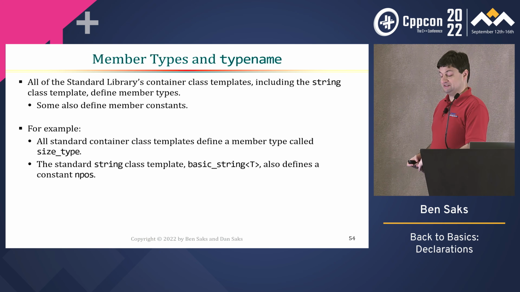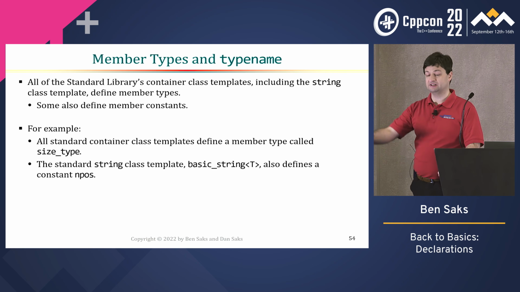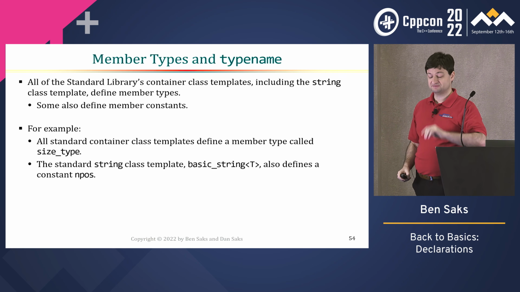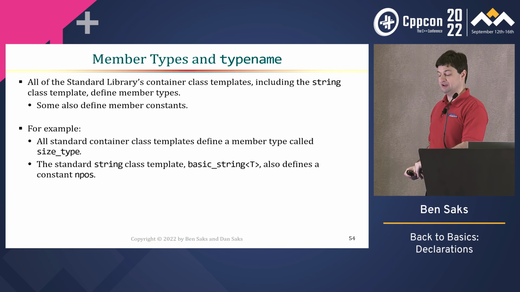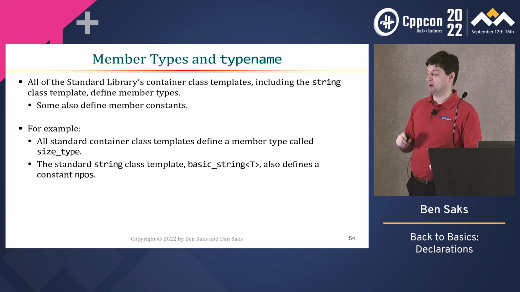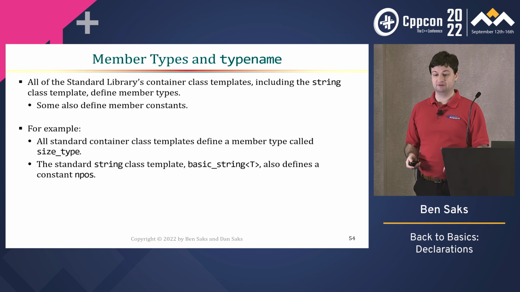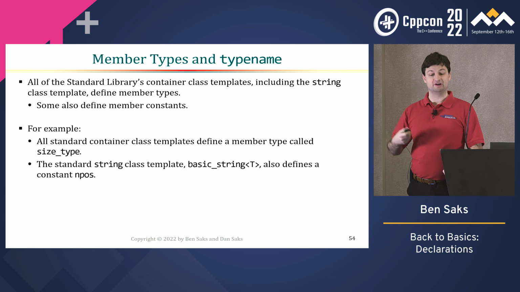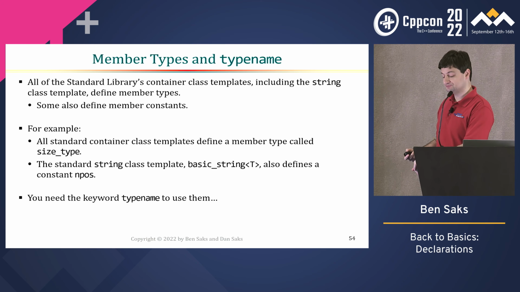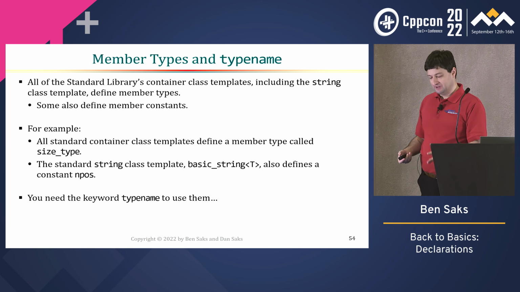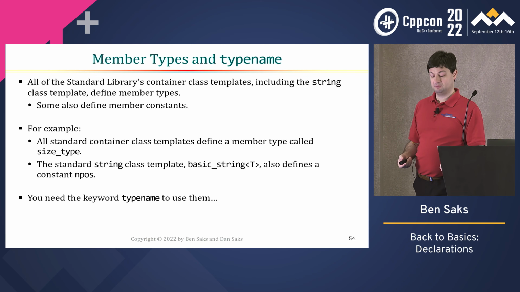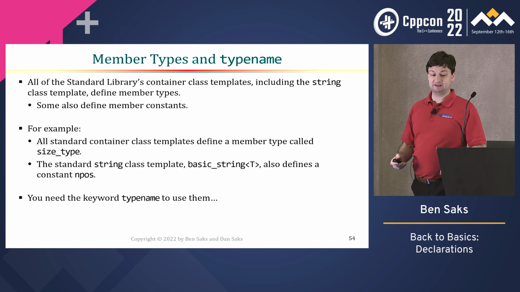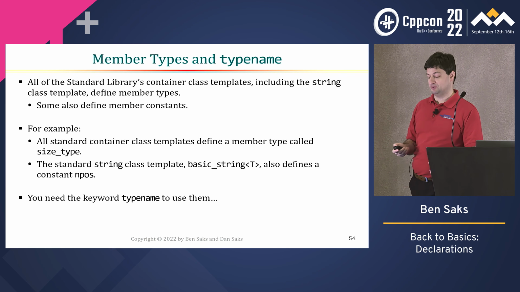The string class template, string is actually an instantiation of an underlying template called basic_string, as you may have seen in error messages. String has a nested constant called npos, which represents the location you get when you searched for something and couldn't find it in a string. We need the keyword typename when we're using the member types like size_type in a template context.